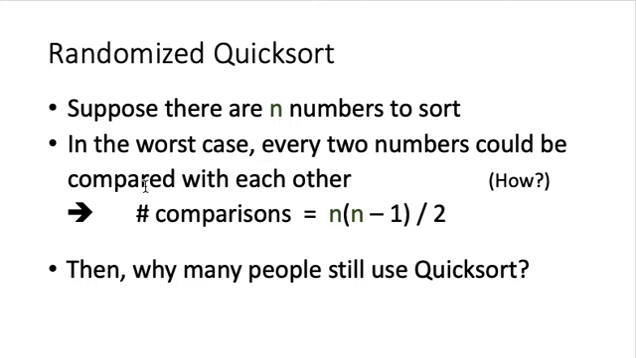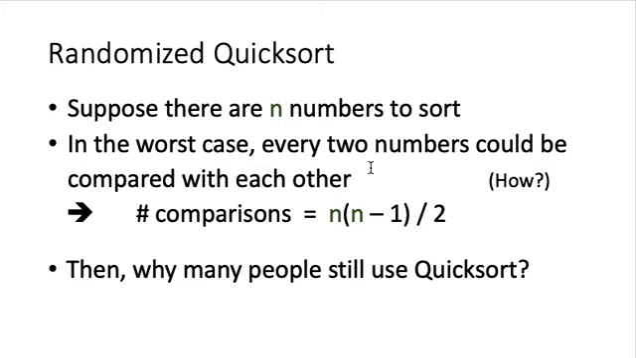Now, let us take a look at the performance. Suppose that there are n numbers to be sorted. Then in the worst case, every two numbers could be compared with each other. This scenario may happen in the following case. Suppose that in the first step, the x that we are choosing turns out to be the smallest number of the whole set. Then x will be compared with everyone, but then finally we will put all the numbers into the larger group.